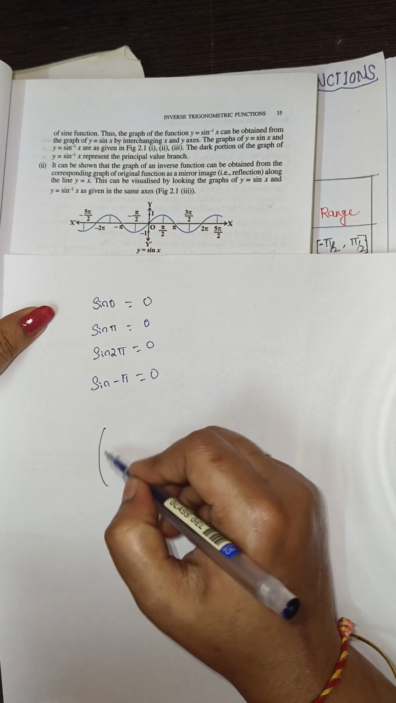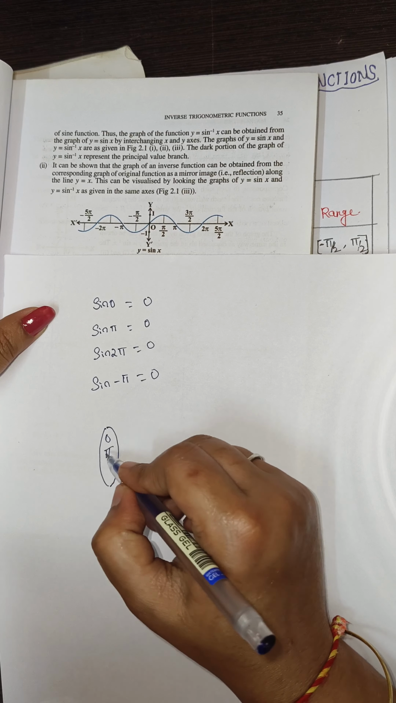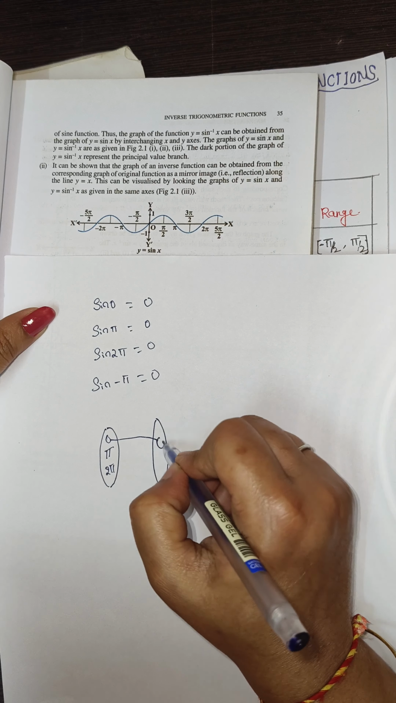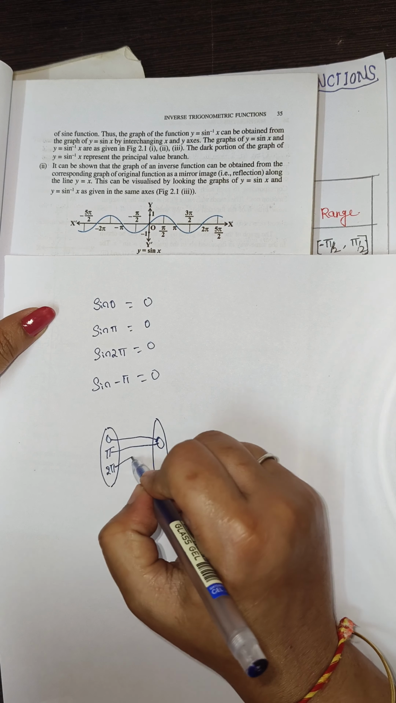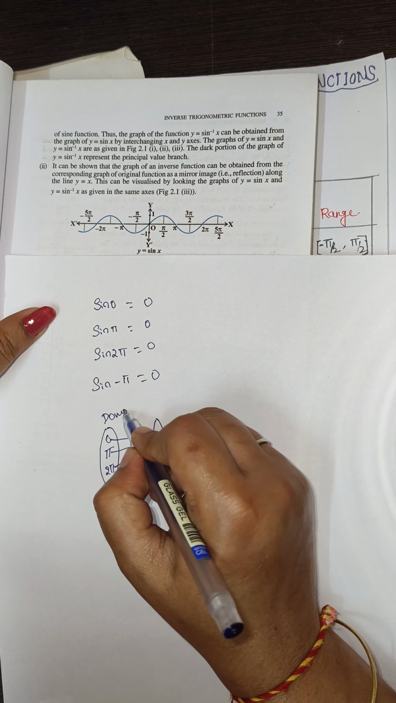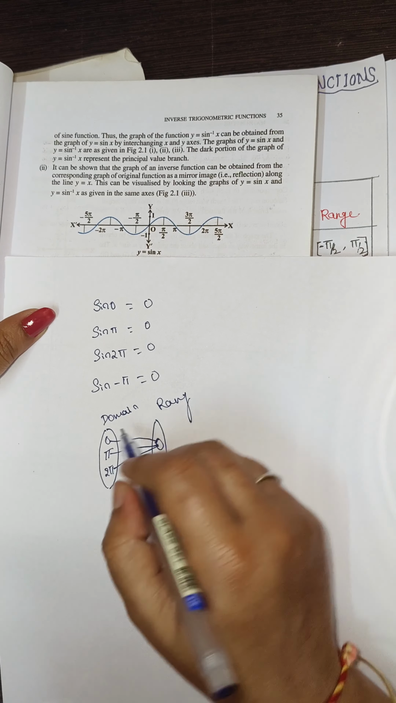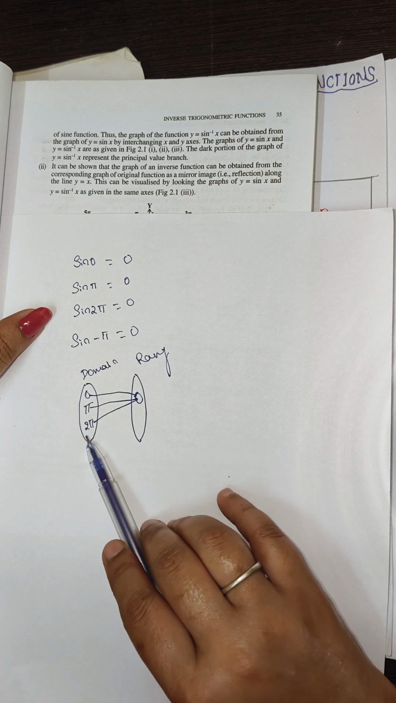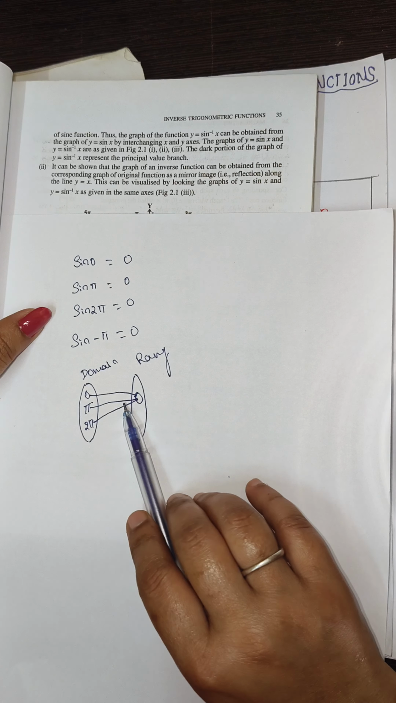So what does this mean? If the inputs are 0, pi, 2 pi, then the output is 0 only. Sin 0 is 0, sin pi is 0, sin 2 pi is 0. This is the domain, and this is the range. Is it a one-one function? No, it's not one-one. It becomes a many-one function because multiple inputs have the same output.